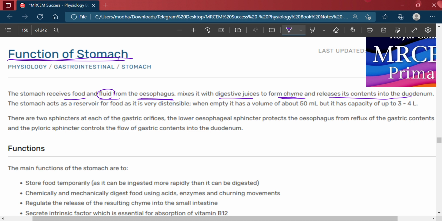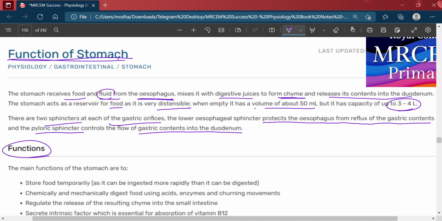The stomach acts as a reservoir for food as it is very distensible. When empty, it has a volume of about 50 ml, but it has a capacity of up to 3 to 4 liters. There are two sphincters at each of the gastric orifices. The lower esophageal sphincter protects the esophagus from reflux of the gastric contents, and the pyloric sphincter controls the flow of gastric contents into the duodenum.